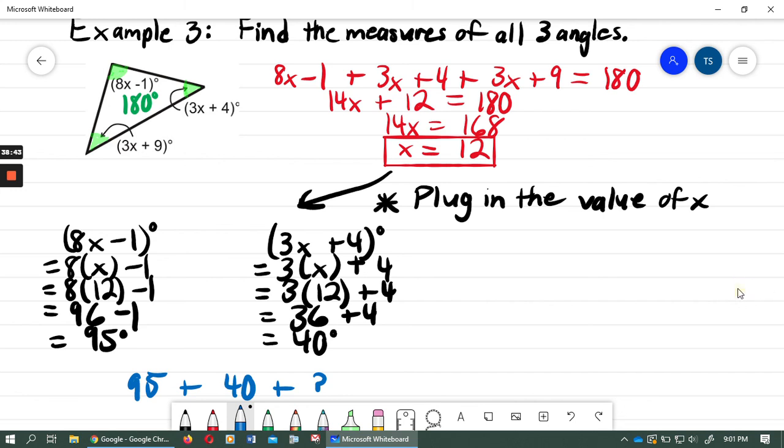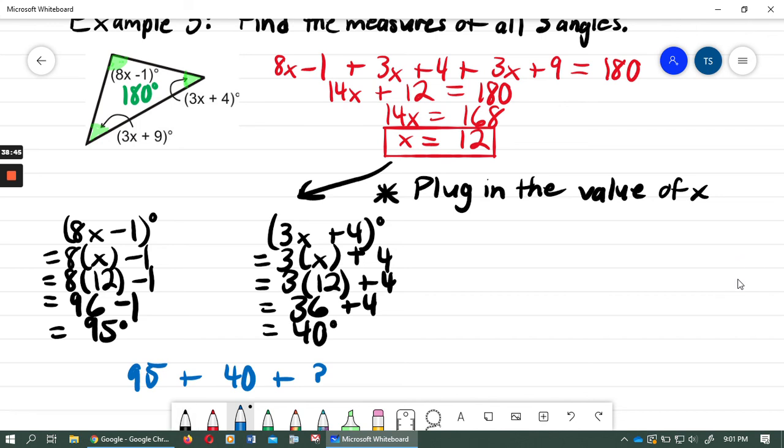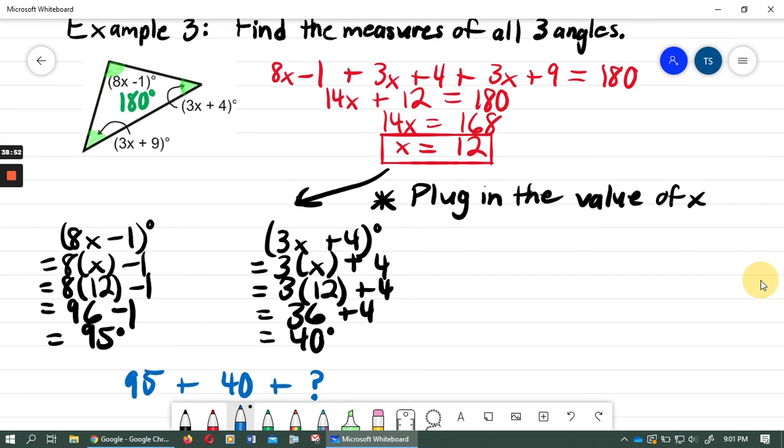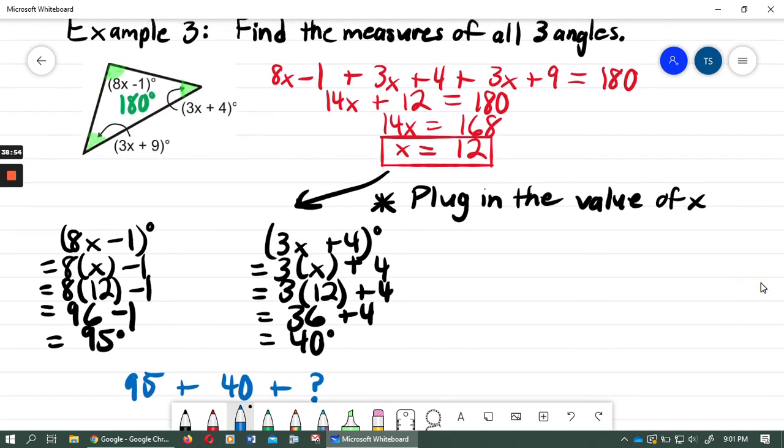Okay, hold on one sec, because I can't put the dot up there. There we go. All we need to do is find the third angle measurement right there, y'all. We don't have to really plug in 12 into that third variable expression. All we got to do, y'all, is add these 3 angles together and set them equal to 180, right? I mean, that's really all we got to do.